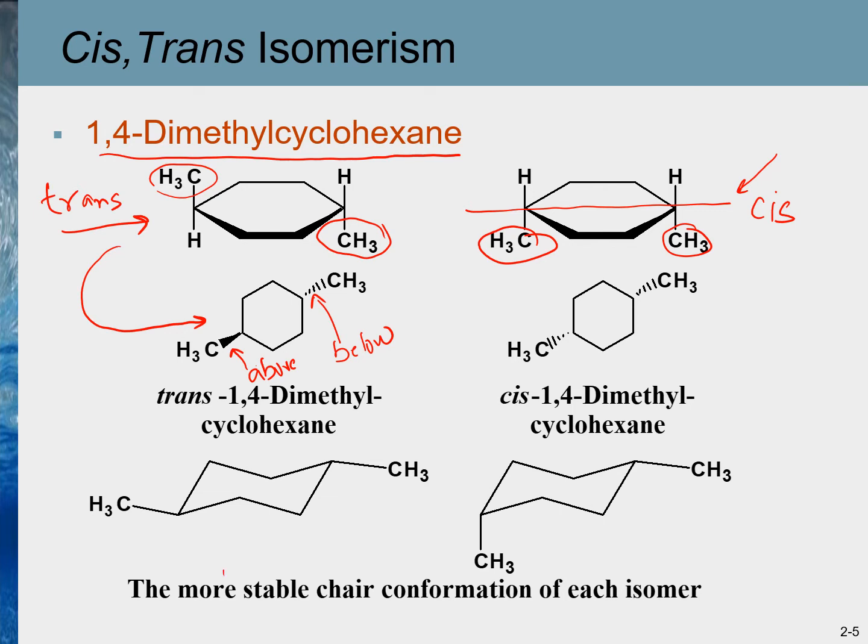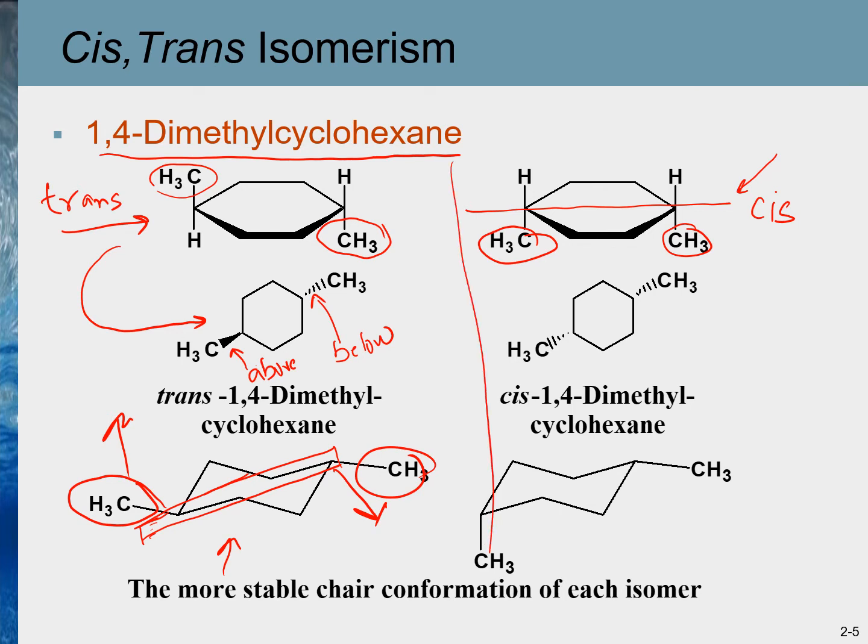Similarly, a chair conformation is also used to show the cis trans. In this case, if we represent this as imaginary plane of the ring, then we can see that one of the methyl group is above the plane, the other methyl group is below the plane, hence it's also a trans. So all three structures represent the same molecule. Similarly, structures on the right hand side show a cis isomer structure.